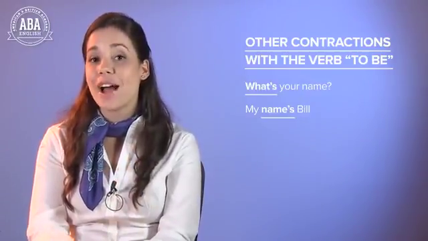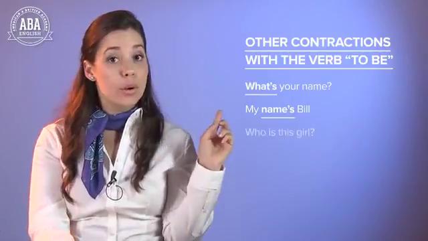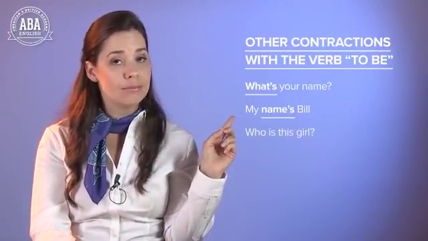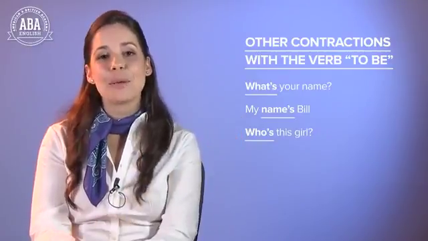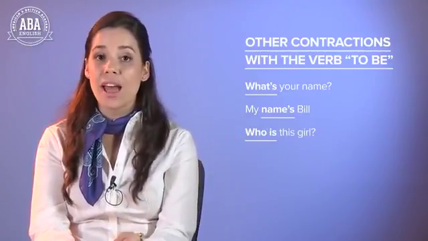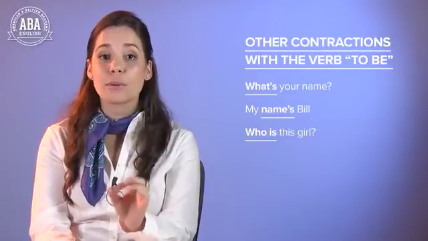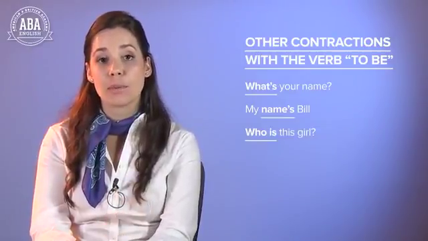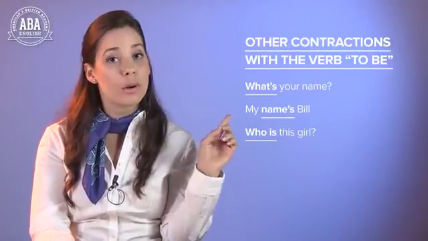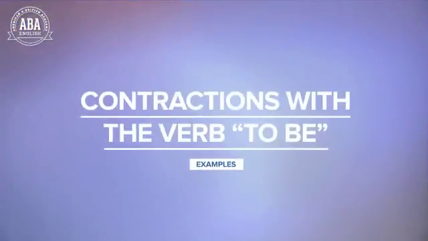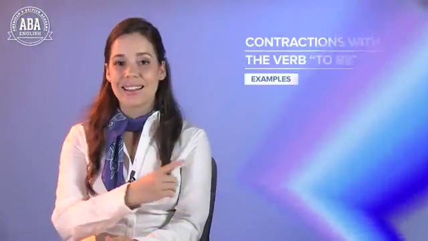Look at this final example. Who is this girl? Who's this girl? Again, we put together the word who and the verb is and replace the first vowel of the verb with an apostrophe to create the contraction who's. Now, let's look at more examples of contractions with the verb to be.